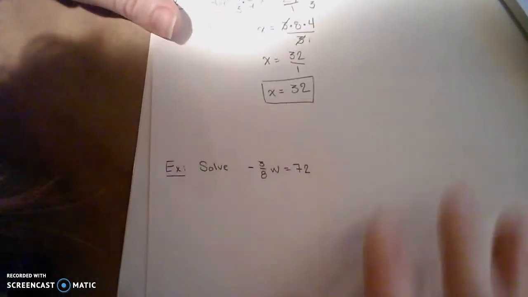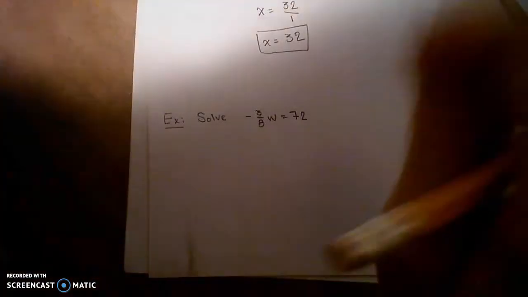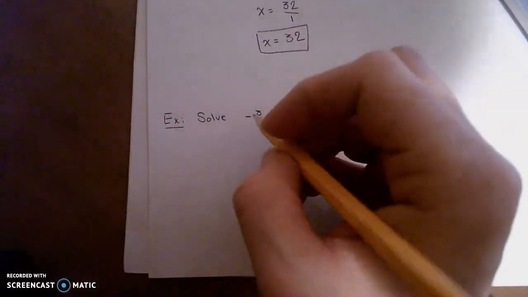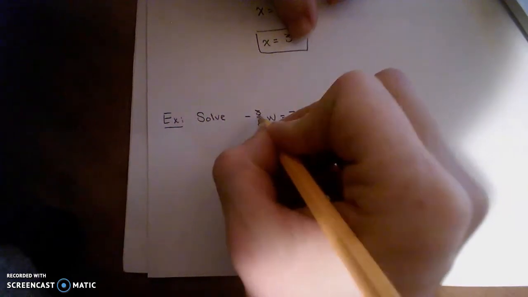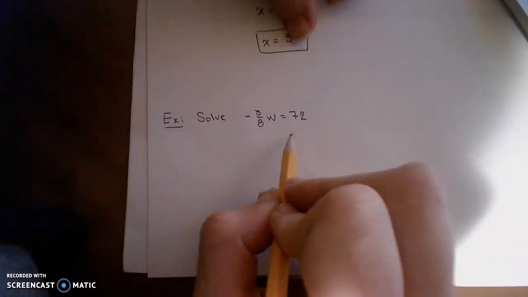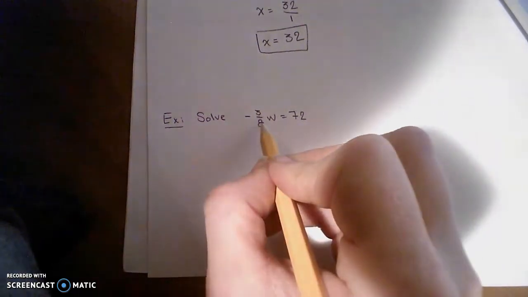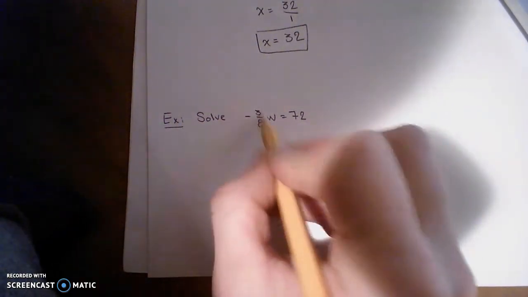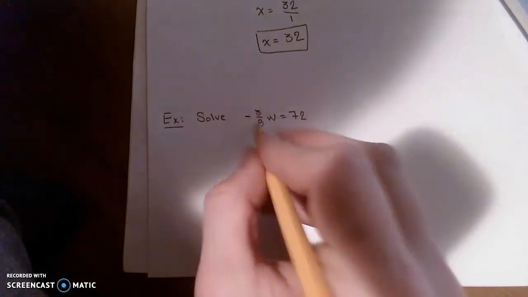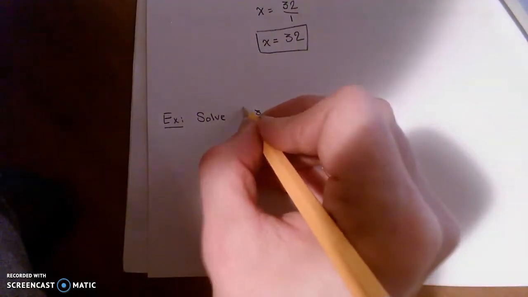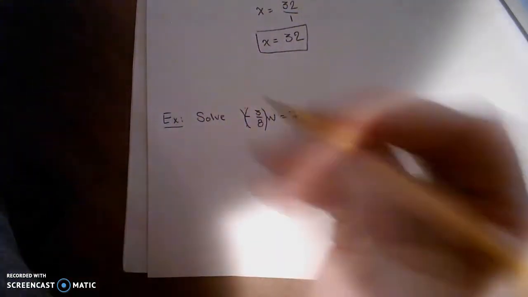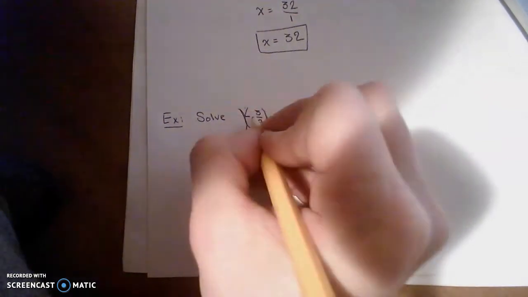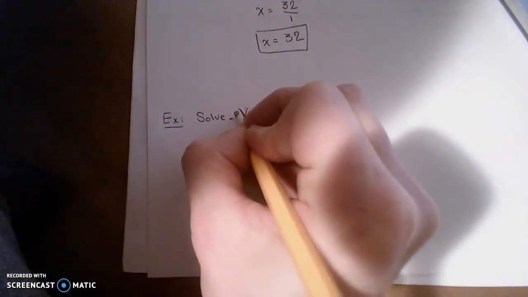All right, next example. Again, feel free to write the problem down, pause the video, and check your solution. Solve negative 3/8 w equals 72. So what I'd like to do, again, is multiply both sides of the equation by the reciprocal of this coefficient, basically dividing out the negative 3/8. Because there's a negative sign, I'm going to put it in parentheses. I'd like to multiply by the reciprocal here, negative 8 over 3.